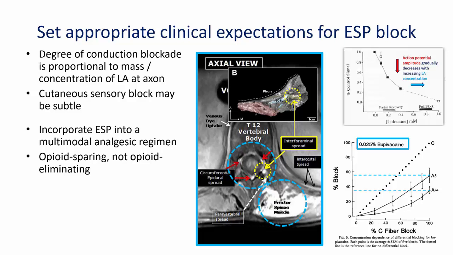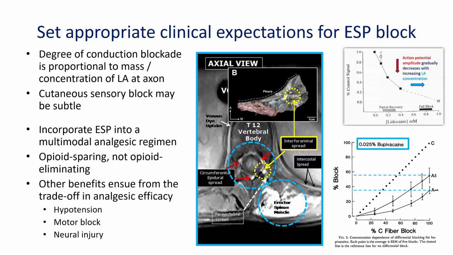On the other hand, this subtle, incomplete, and differential blockade of spinal nerves comes with unique benefits, namely a very low risk of sympathetic blockade and hypotension, and a similarly low risk of motor block if performing it for upper or lower limb analgesia.